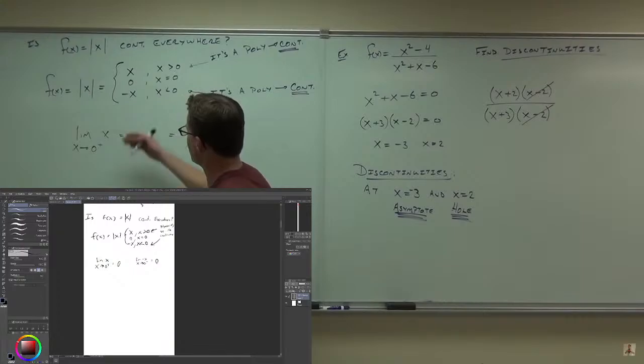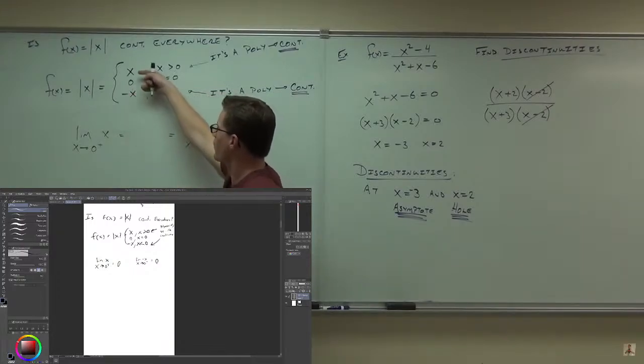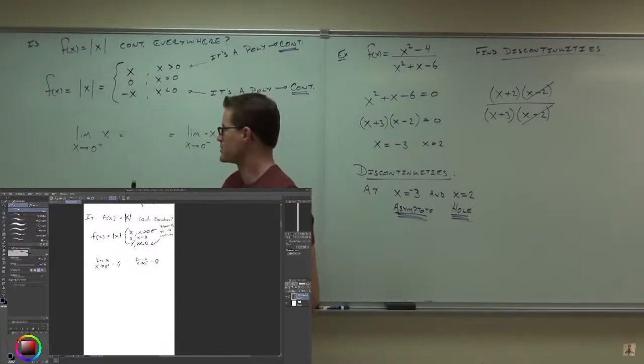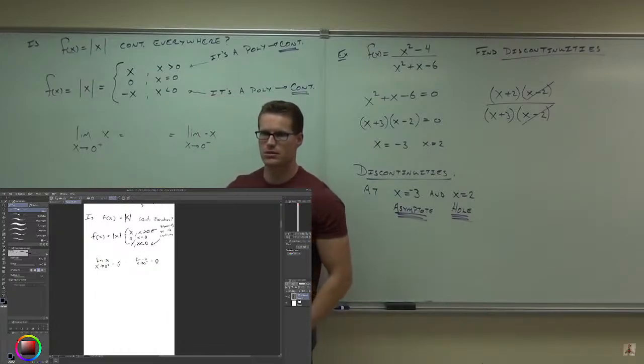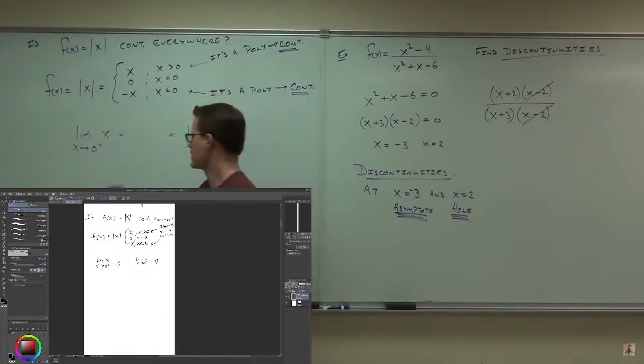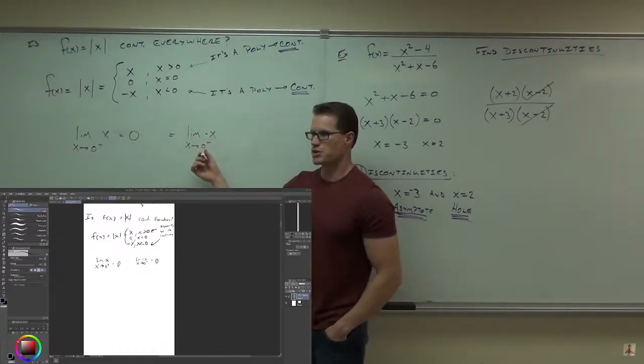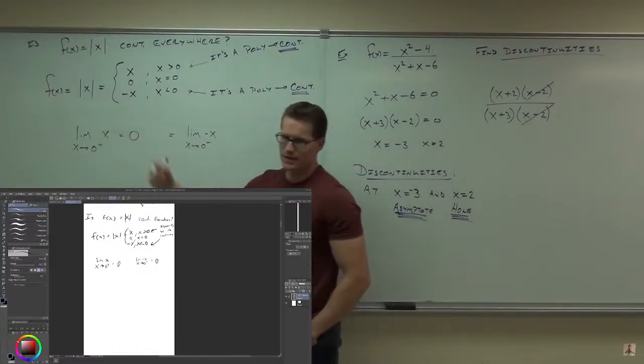So from the right-hand side, where does x go as you approach 0? It goes to 0. It's a polynomial. You can plug it in. It's going to 0. Where does negative x go as you approach 0 from the left? Does it also go to 0? It goes to 0. That checks it right there.